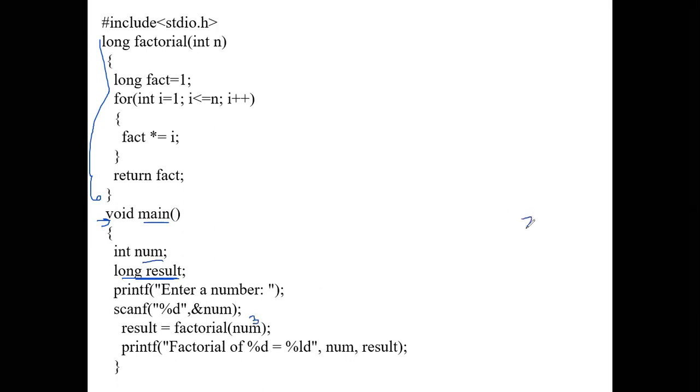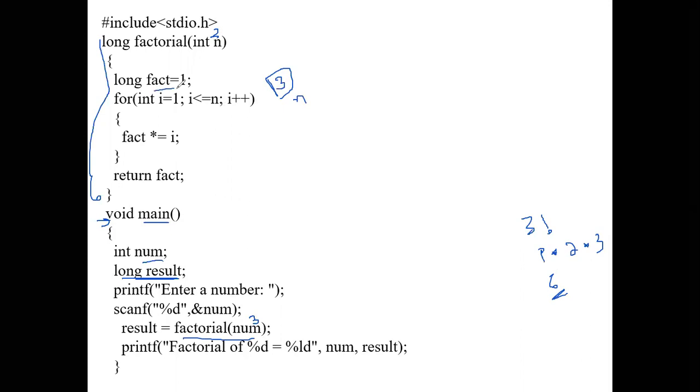What is 3 factorial? I can write it as 1 into 2 into 3, or I can also write it in the reverse order, 3 into 2 into 1, which will give the result as 6. This is the result I am supposed to get. So we'll make a function call with the value num equal to 3, and that will be copied to the integer local variable n, which is 3.